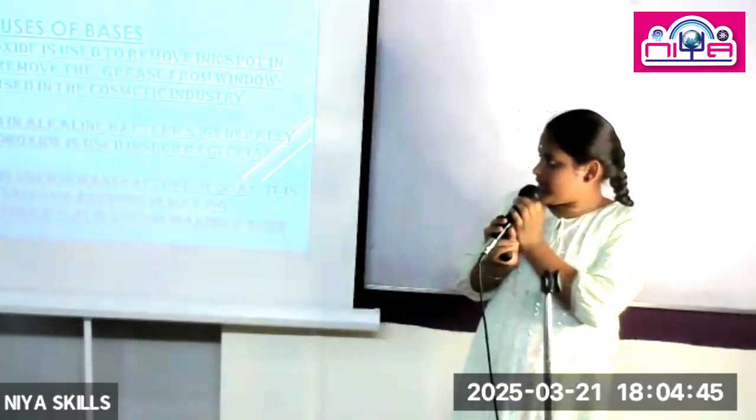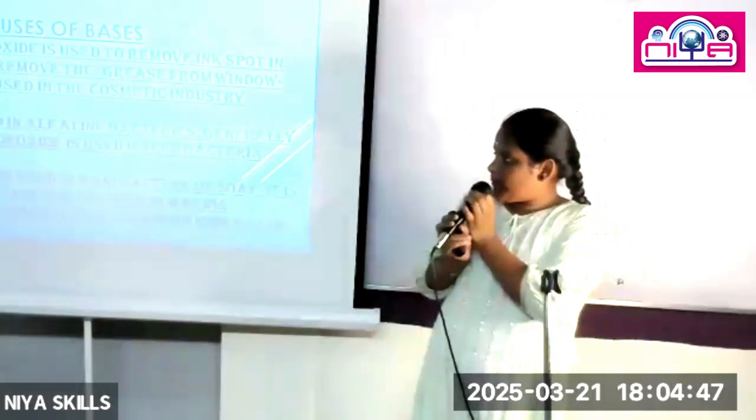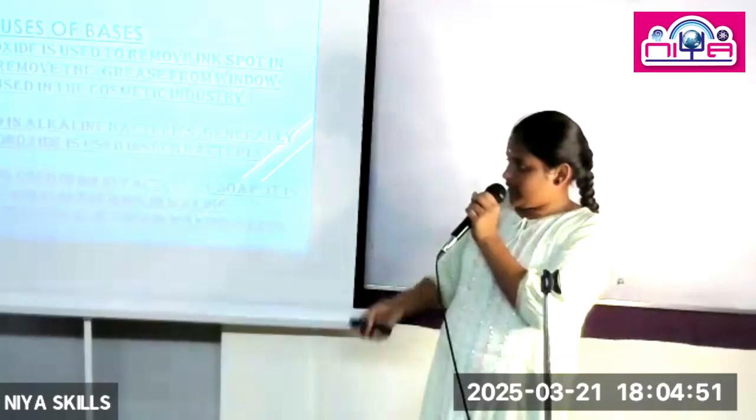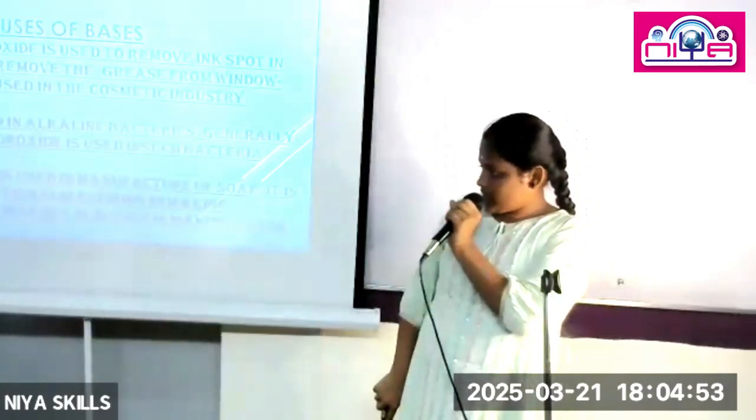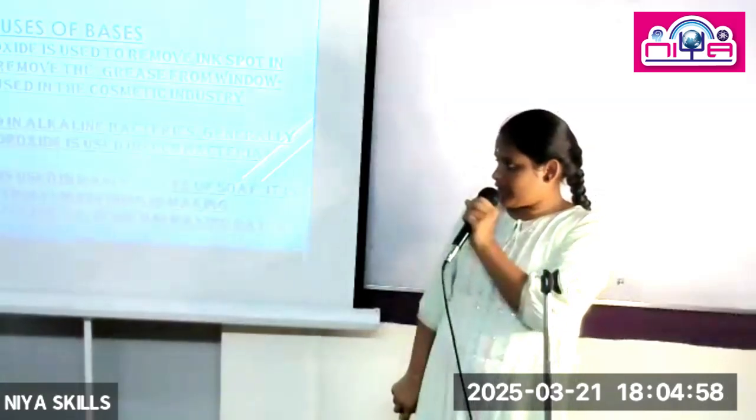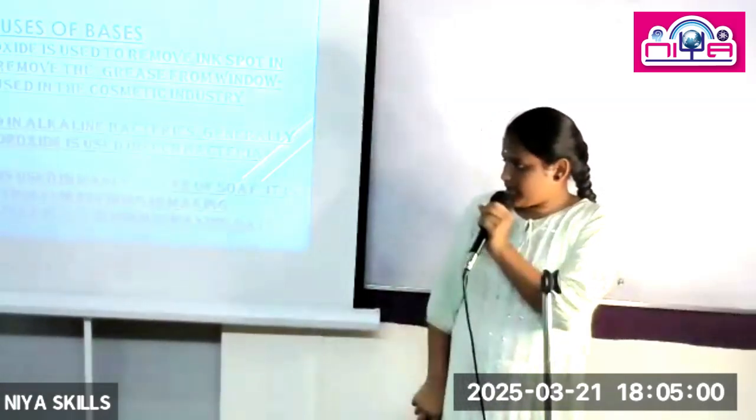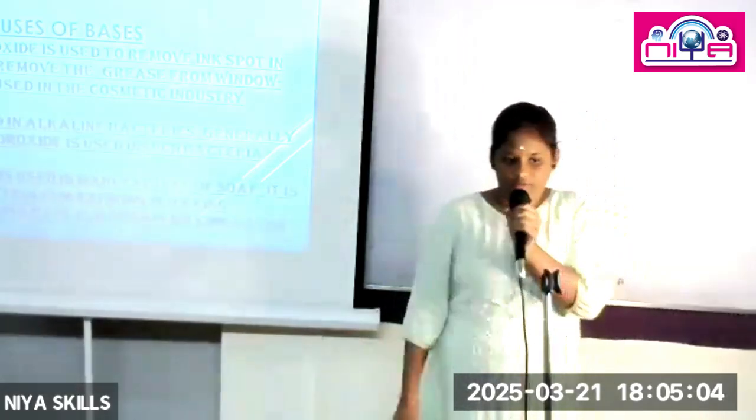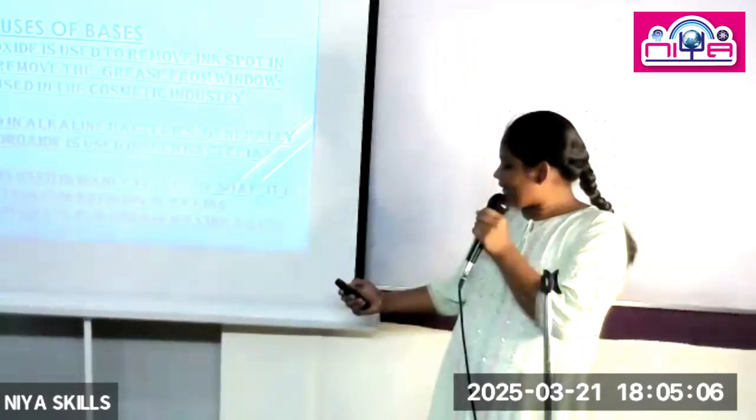Alkalis are used in alkaline batteries. Generally, potassium hydroxide is used in such batteries. Sodium hydroxide is used in manufacturing of soap. It is used in petroleum refining, in making medicines, paper, pulp, etc. It is used in making oil.